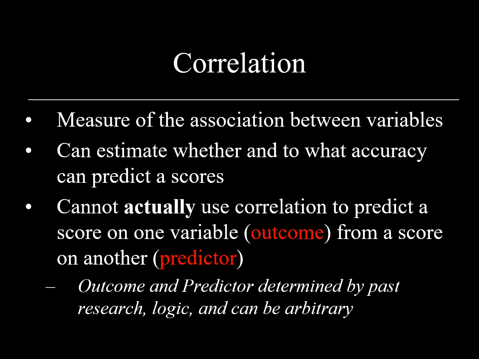So outcome and predictor are determined by past research, logic, and they can be somewhat arbitrary. For example, depression and anxiety have a fair amount of back and forth relationship. You can increase anxiety, and that often will impact depression, and you can impact depression, which will often impact anxiety.